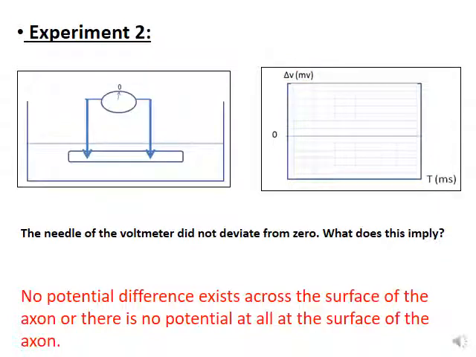In experiment number two, the needles of the voltmeter, for example the stimulating electrodes here, are placed inside the axon. The needle of the voltmeter also didn't deviate from zero, and the oscilloscope shows that delta V is equal to zero. What does this mean? This means that there is no potential difference within the internal medium of the axon.